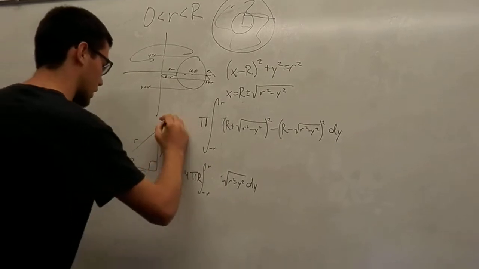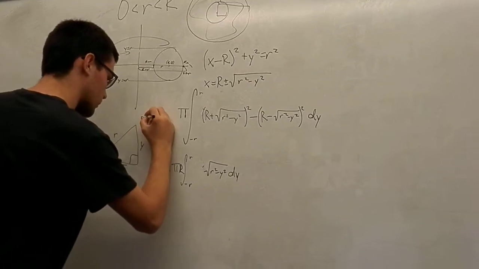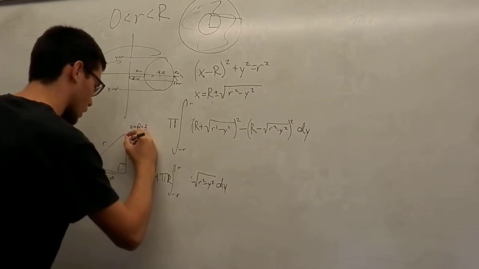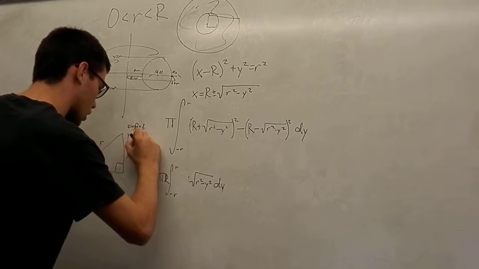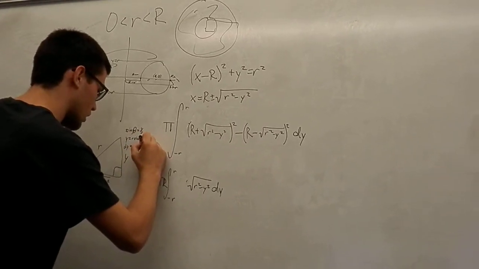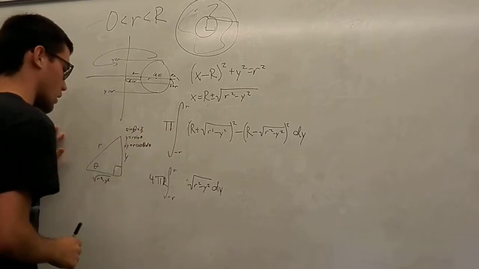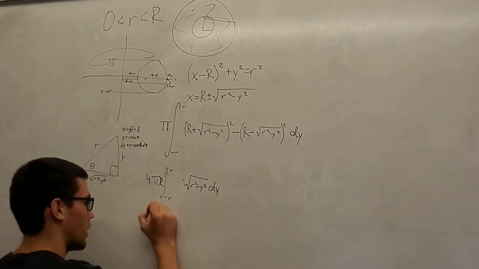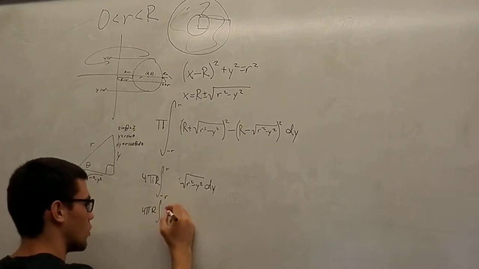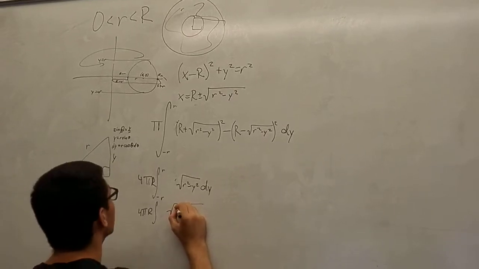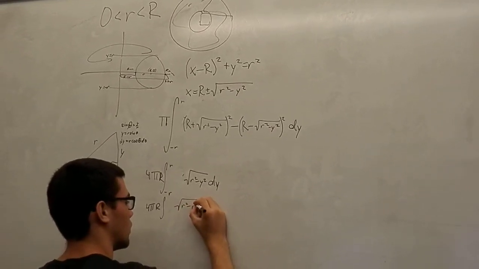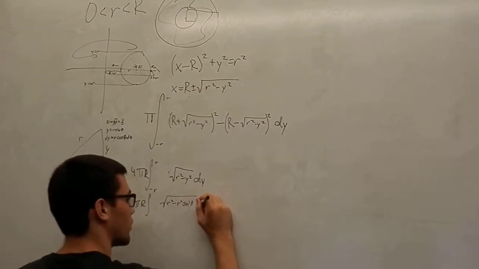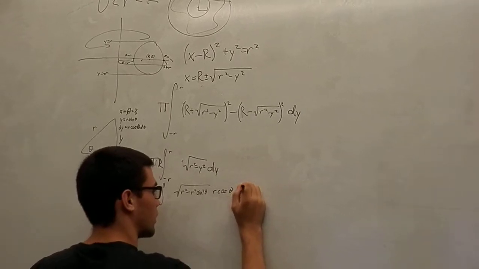And so from this, we get that sine of theta equals y over r, y equals r sine theta, dy equals r cosine theta d theta. And so we take this and we plug it in here, and what we get is 4 pi r times the integral of the square root of r squared, or little r squared minus little r squared sine squared theta. And so then we replace dy with r cosine theta d theta.